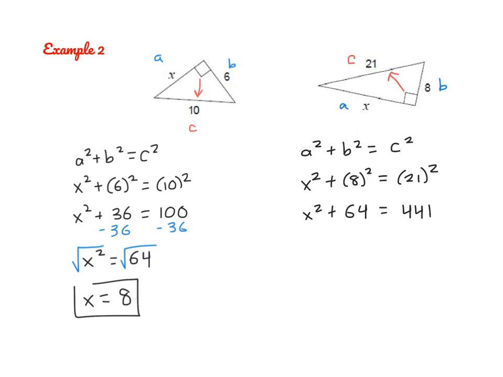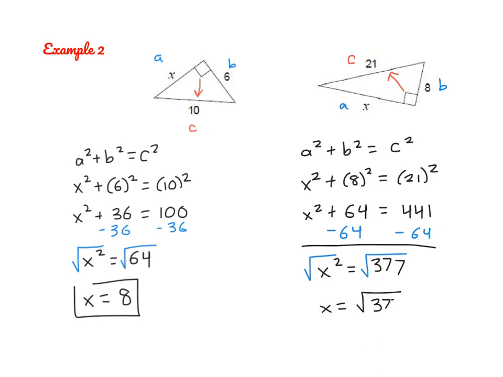So then to finish solving, we're going to subtract 64 from both sides, and we get x squared equals 377. And from here, we can take the square root of both sides, so x equals the square root of 377. And here, square root of 377, it actually can't be simplified, so that is our answer.